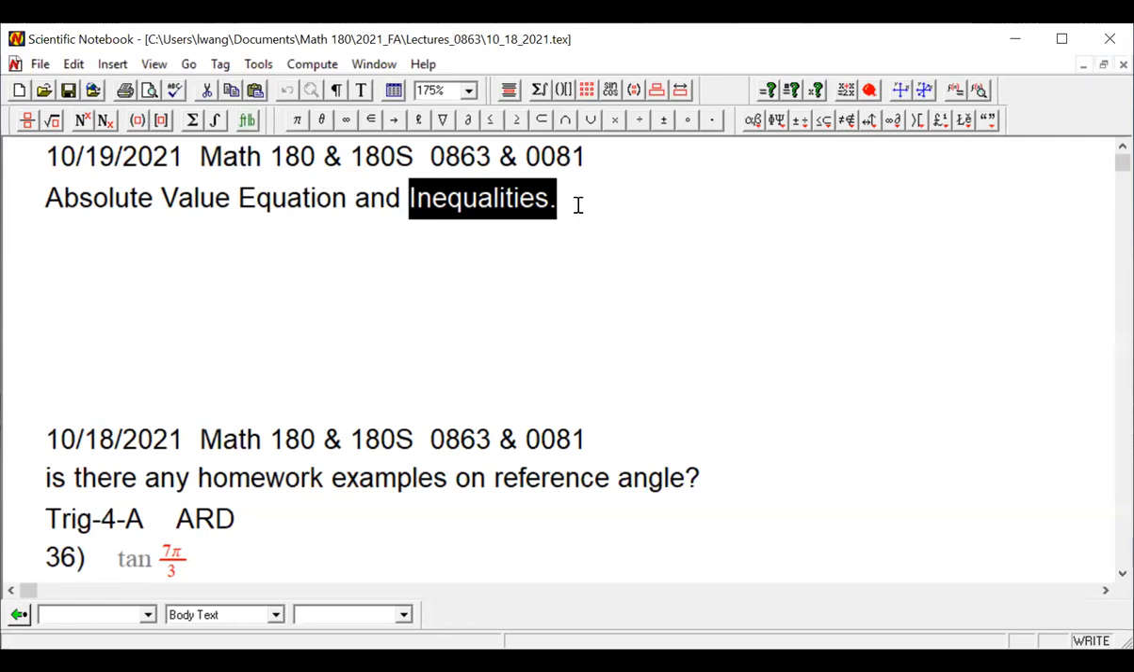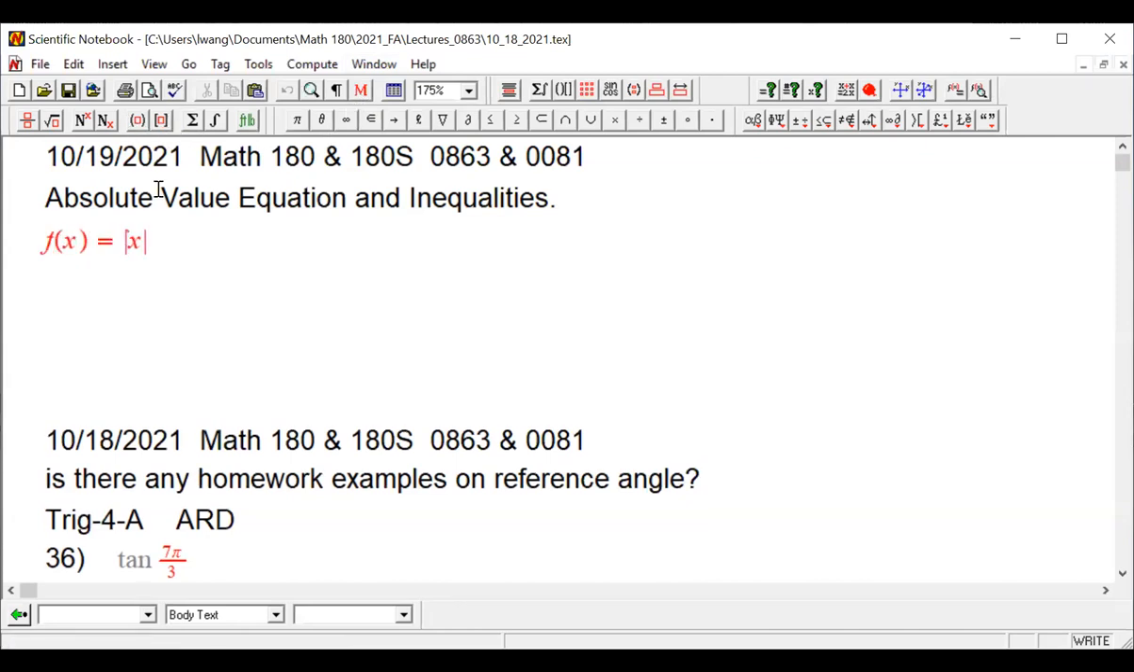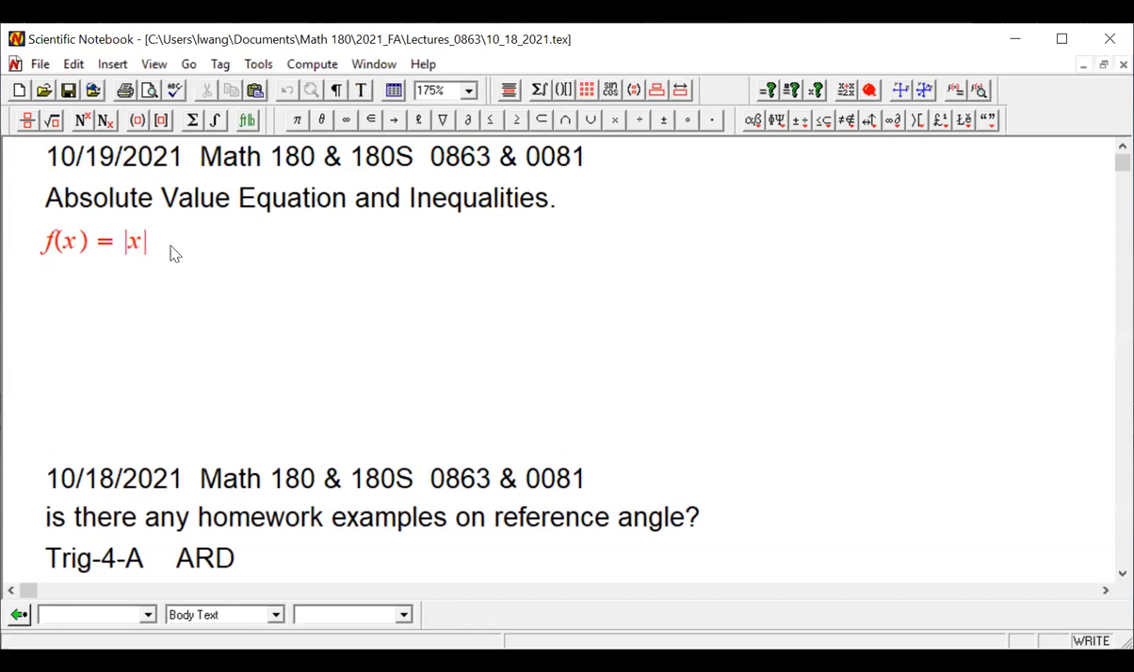But at the same time, I want you guys to understand that when we are doing absolute value equations and inequalities, we have already covered the absolute value function. What was that function in the basic one table? This is the function, however you call it, y, f of x. So this is the function we have already covered, right? This is the second time we look at this function.